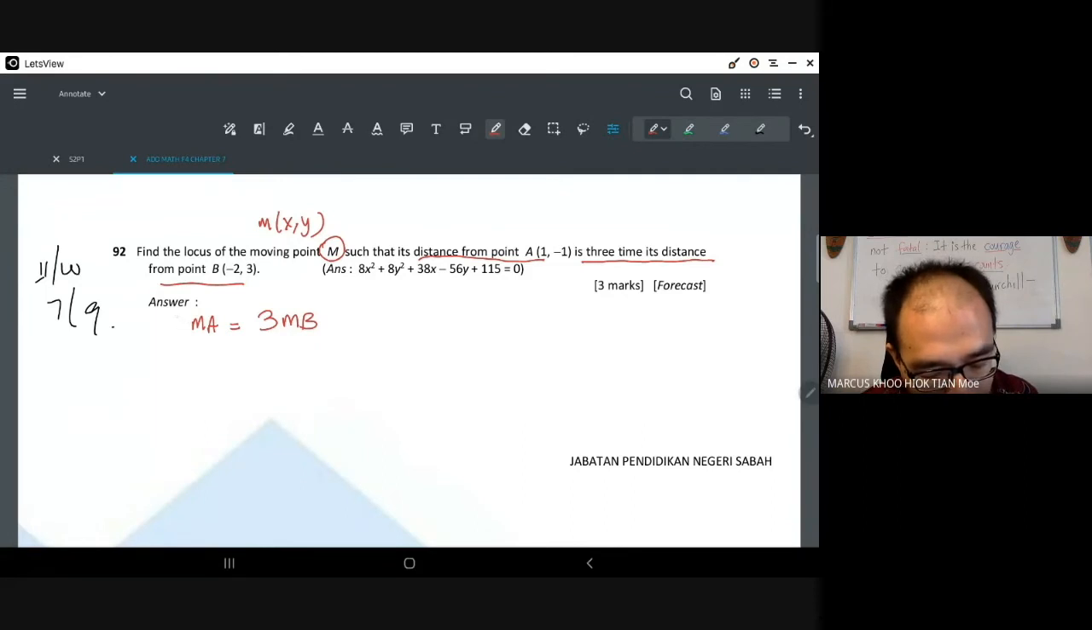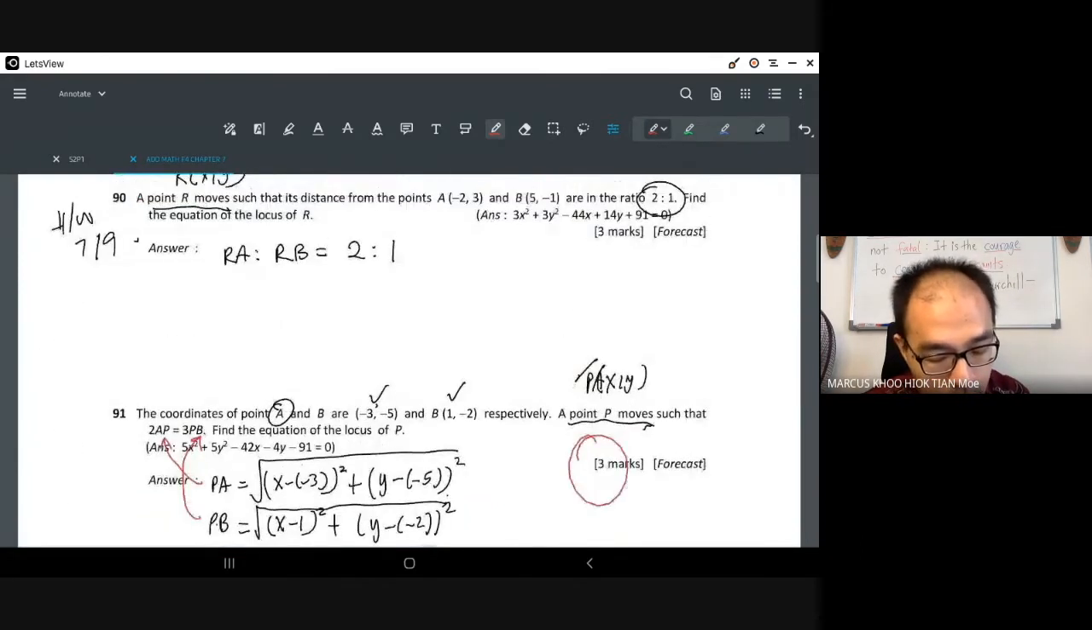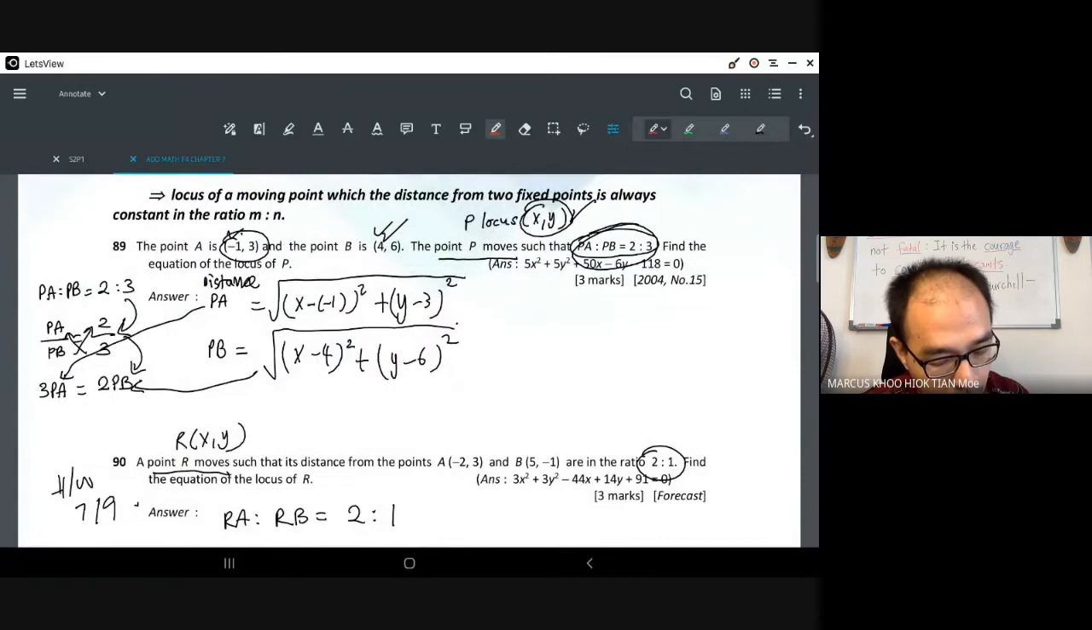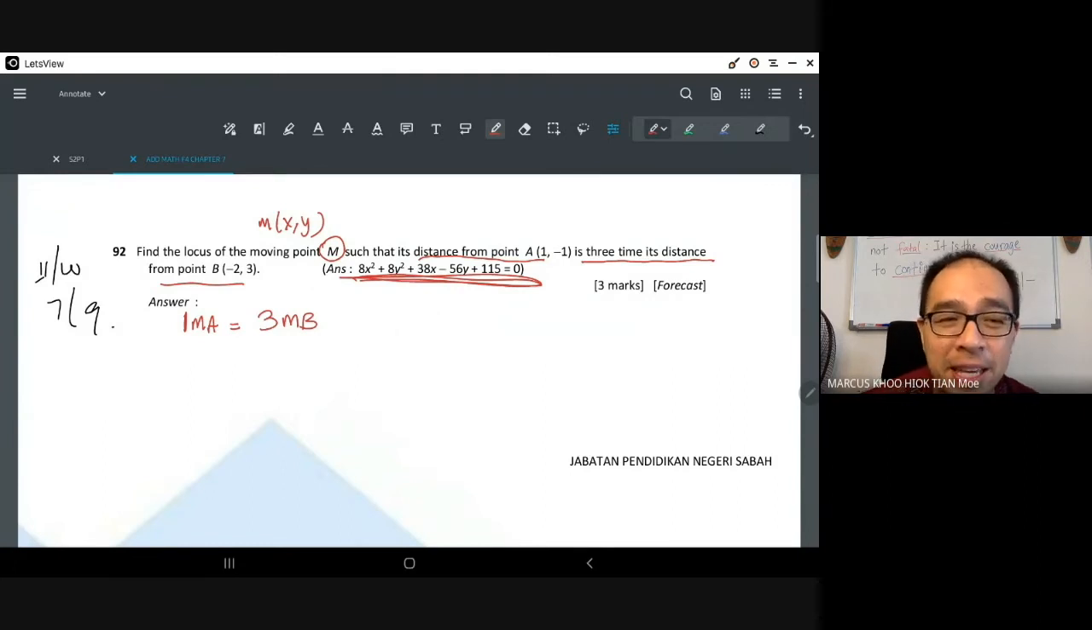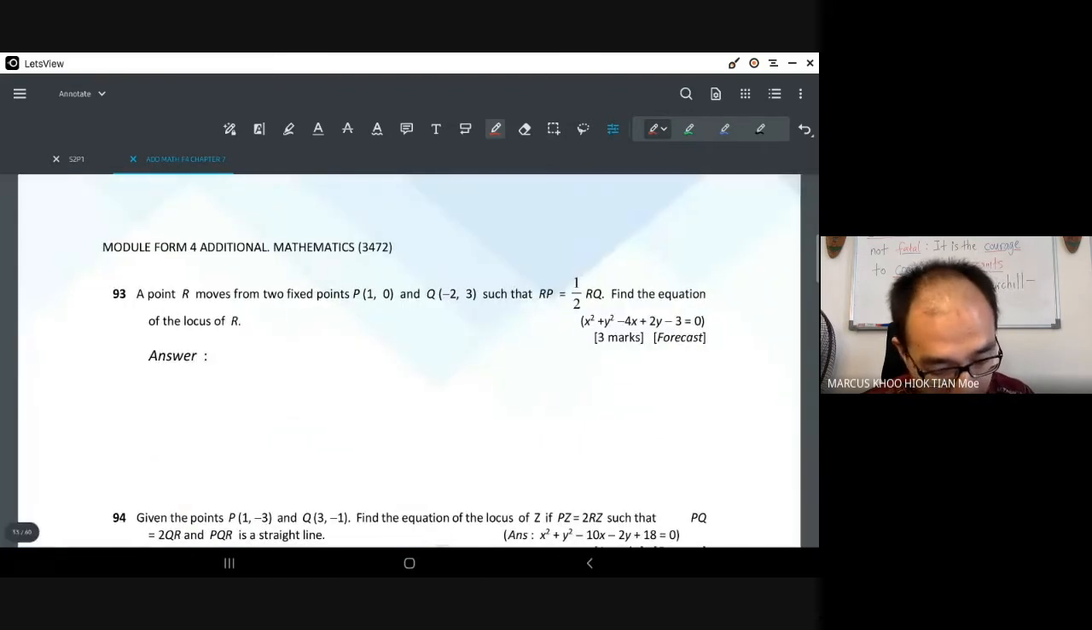Kalau tiada nombor di sini, the number is 1. Okay, so 1MA equals to 3MB, and you have the same form that we saw just now lah. Okay, macam ni. You can masuk, and ubah, and try to get this equation. Astaga, panjangnya 8x squared lagi. Okay, 8x squared.